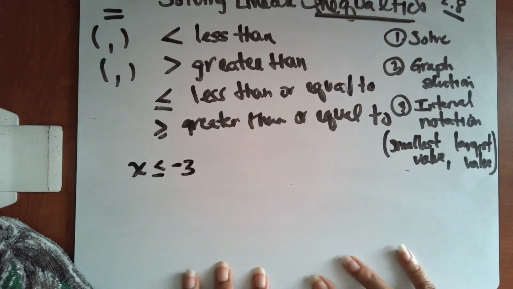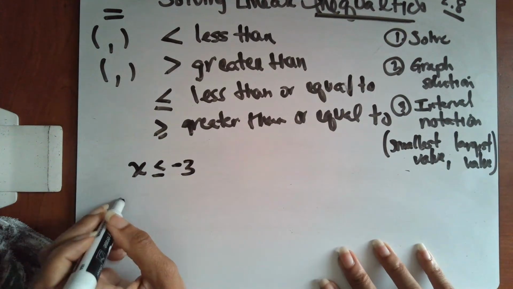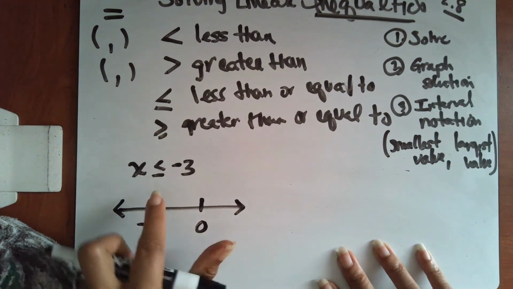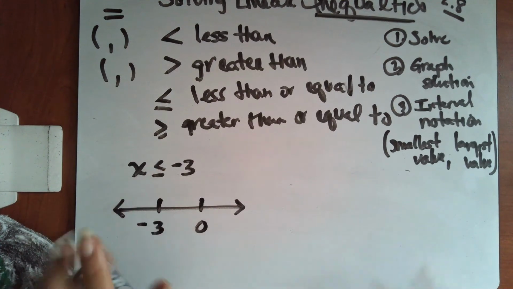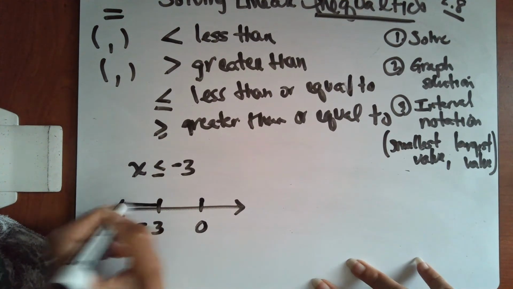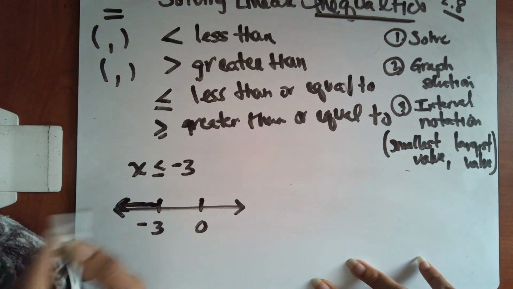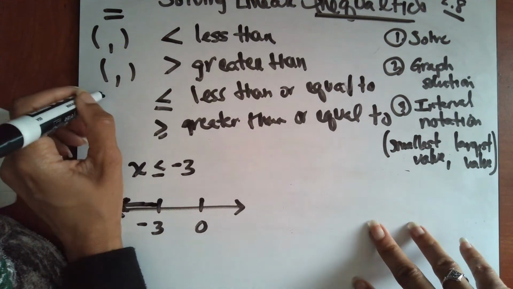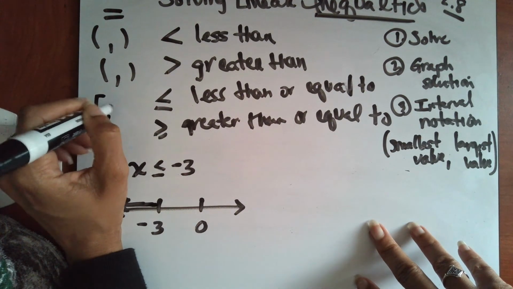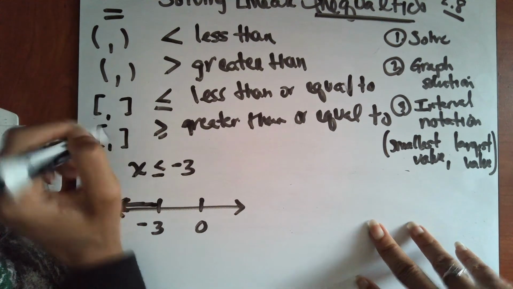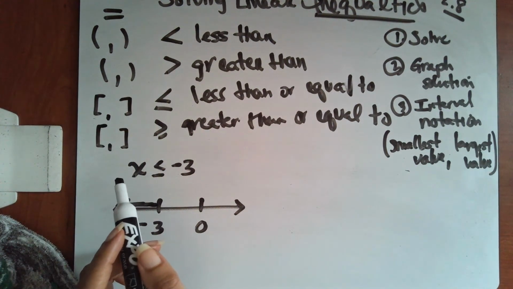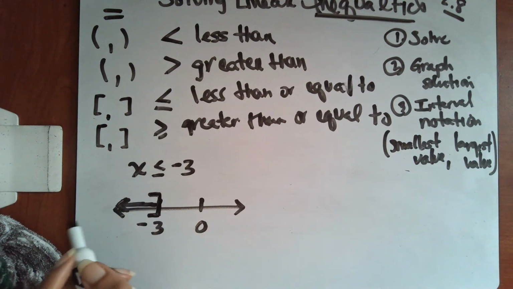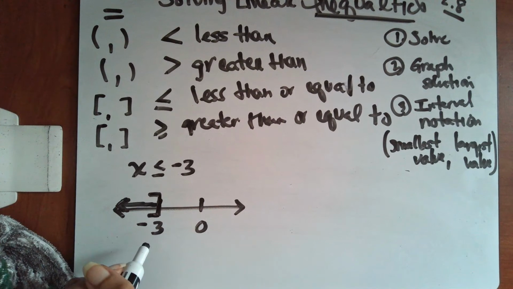So let's say we have x is less than or equal to negative 3. We graph our solution. Less than lets me know I'm going to the left, because that's where the numbers are smaller than negative 3. The "or equal to" lets you know that you must use brackets. So there's a bracket at the negative 3.